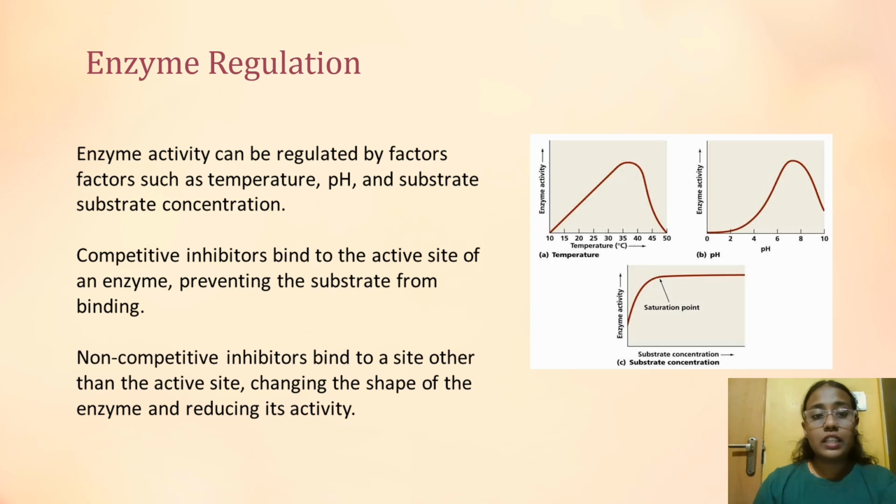Now let us learn about enzyme regulation. Enzyme activity can be regulated by factors such as temperature, pH, substrate concentration, etc. Competitive inhibitors bind to the active site of an enzyme, preventing the substrate from binding. Non-competitive inhibitors bind to a site other than the active site, changing the shape of the enzyme and reducing its activity. With the graphs we can see that the factors which regulate enzyme activity are temperature, pH and substrate concentration.